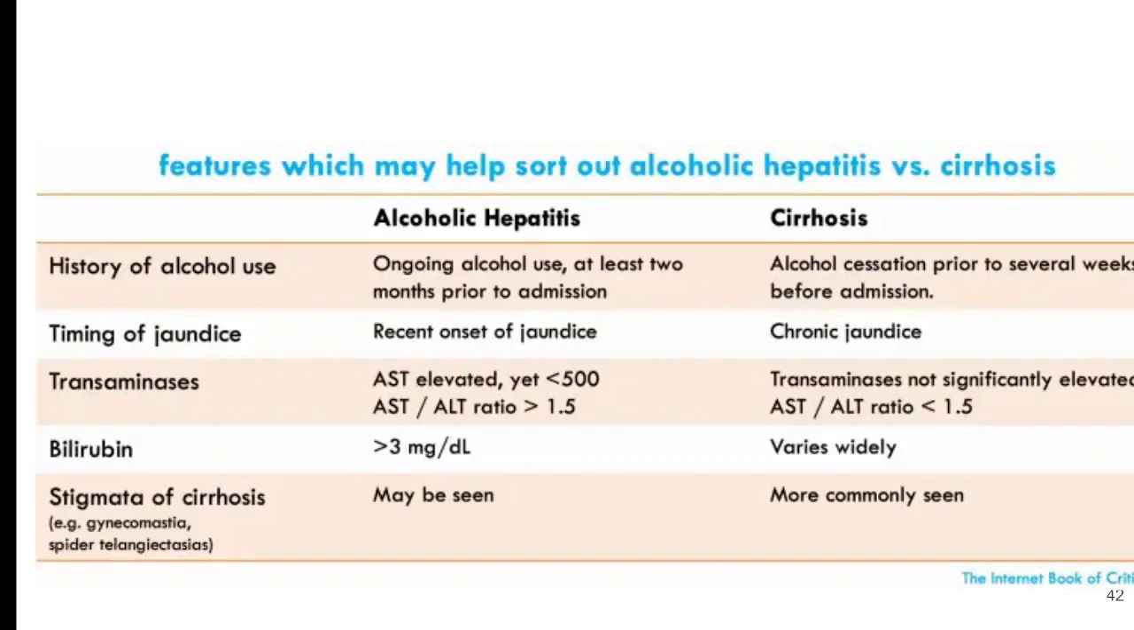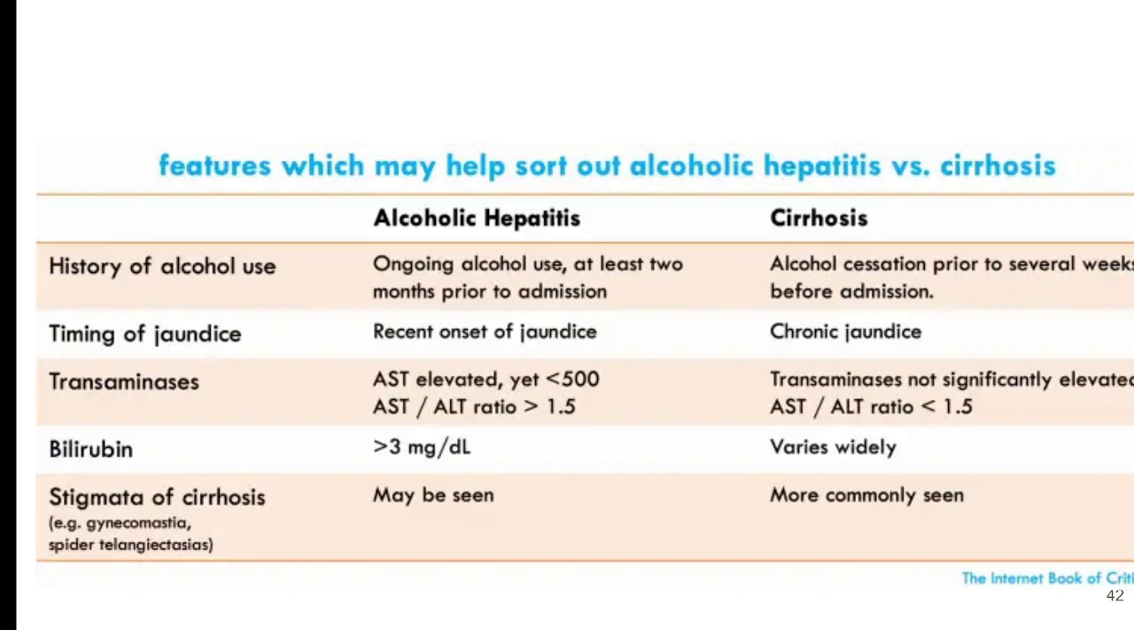Now, to differentiate between alcoholic hepatitis and cirrhosis, again, these are all technical issues of how to differentiate them. It's mainly based on the duration: in cirrhosis patients, the duration is longer, whereas in alcoholic hepatitis, there has to be a minimum history of 2 months. And in alcoholic hepatitis, the jaundice would be of recent onset, whereas in cirrhosis, it could be long term. Transaminase level is quite important.